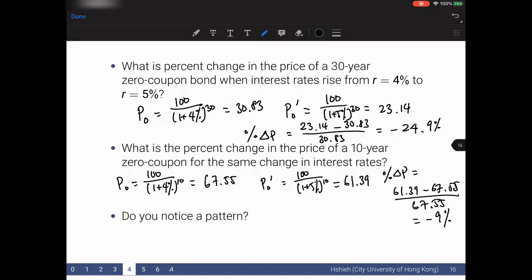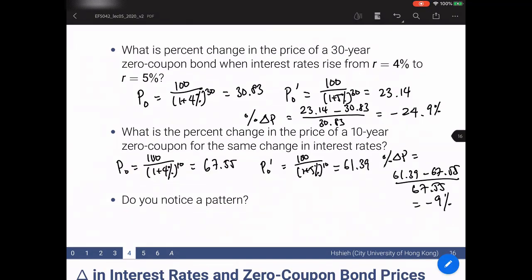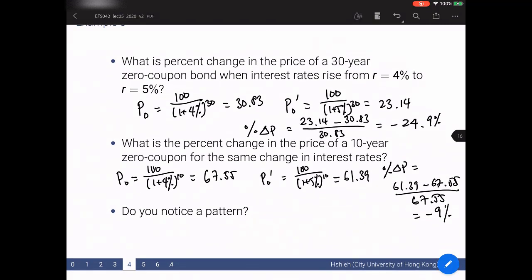All right, so what you should notice from these two calculations is that it seems that the 10-year zero coupon bond is less sensitive to interest rate changes than the 30-year bond, right? Or said in another way, the 30-year zero coupon bond changes more, given the same exact change in interest rate, across both cases of the 10-year zero coupon bond and the 30-year zero coupon bond. The intuition is the following.